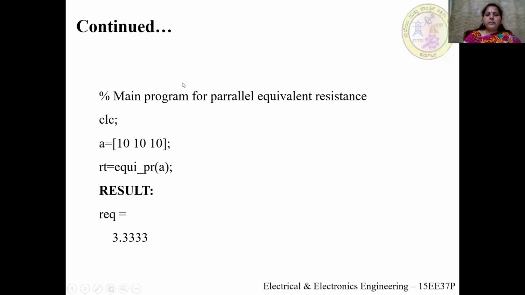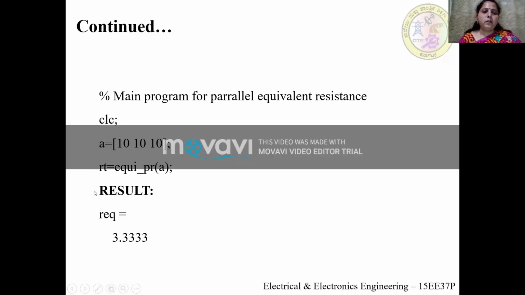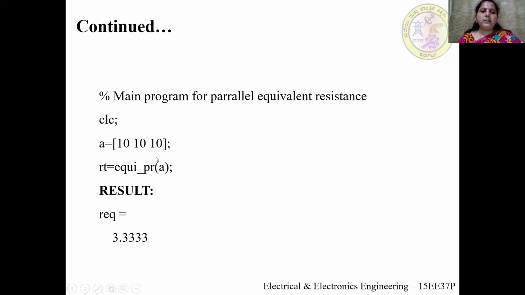Now we shall see the main program for parallel equivalent resistance. So here again I have used the CLC command to clear the command window. Then I have entered the resistance values as 10, 10 and 10. So that means there are 3 resistors in a circuit. Then in the next statement, I'm calling the function by its name.